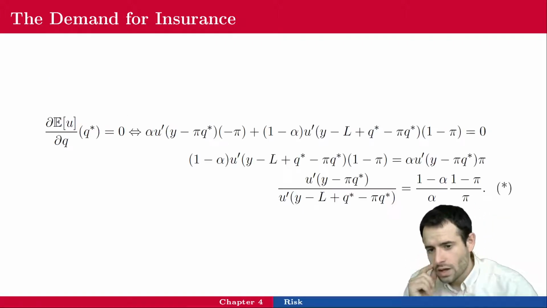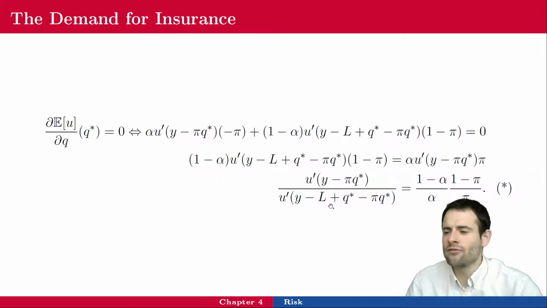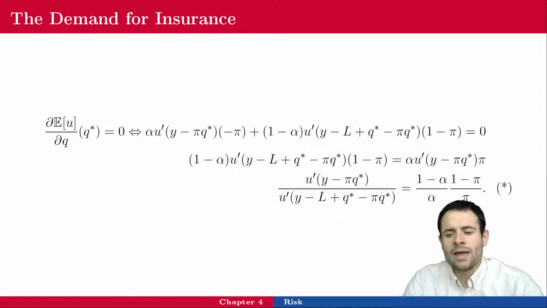Now, at this stage, alpha is given to you, y is given to you, L is given to you. This is how much money you have, how much money you might lose, and with what probability events can happen. But we don't know pi. Pi is decided by the firm. Pi is how much the firm is going to get for each dollar that you want to be covered.